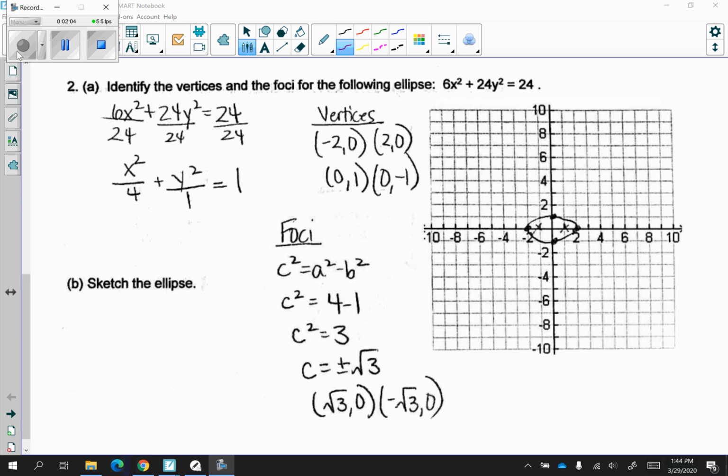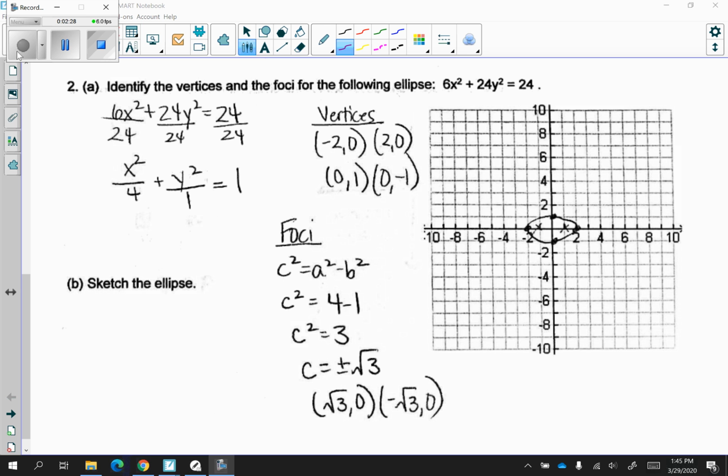Next, for number 2, it says identify the vertices and the foci for the following ellipse. 6x squared plus 24y squared is equal to 24. Remember, you have to set it equal to 1, so divide by 24 on all sides. You get x squared over 4 plus y squared over 1 is equal to 1. My vertices are going to be (-2, 0), (2, 0), (0, 1), and (0, -1).